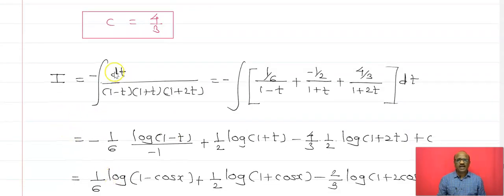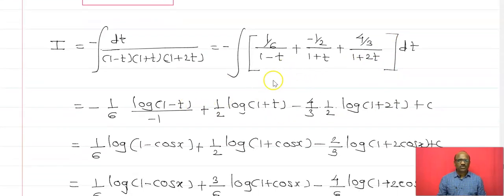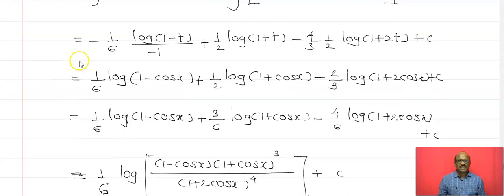Therefore, I equals minus integral dt upon 1 minus t into 1 plus t, into in bracket 1 plus 2t, and minus in bracket 1 upon 6 upon 1 minus t plus minus 1 upon 2 upon 1 plus t plus 4 upon 3 upon 1 plus 2t bracket complete into dt. Overall its integration is minus 1 by 6 log of 1 minus t, plus 1 upon 2 log of 1 plus t, minus 4 upon 3 into 1 upon 2 log of in bracket 1 plus 2t, plus c.